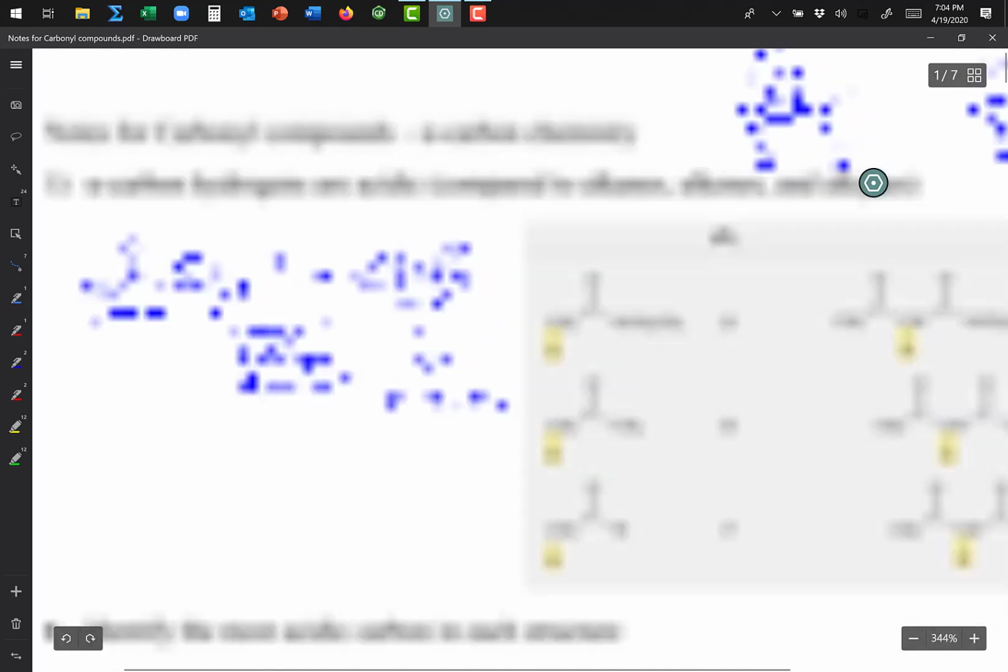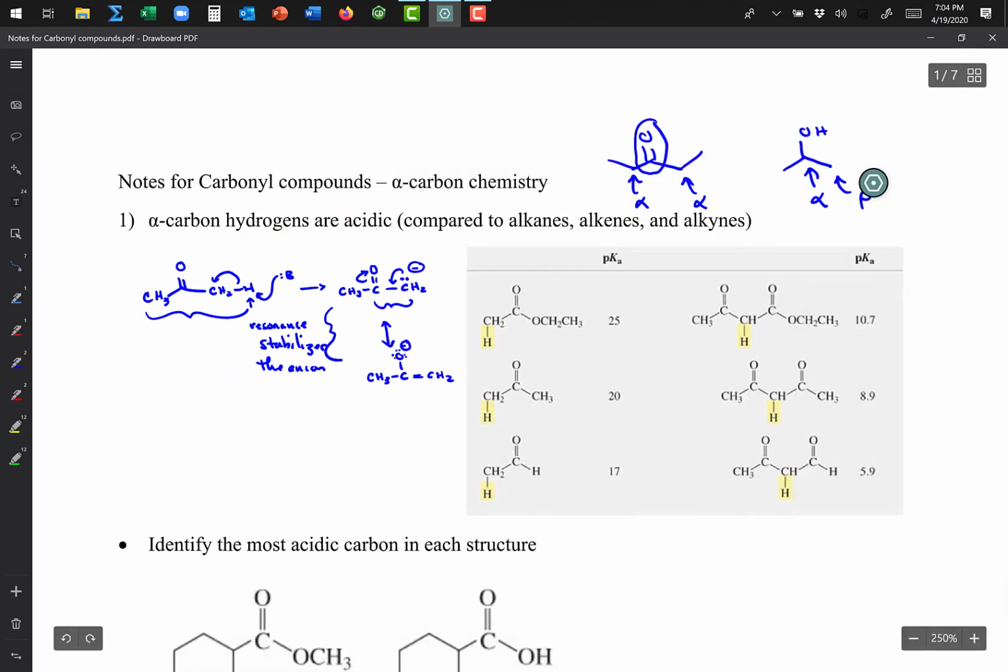Now, how acidic are these? So a table from your book, just to give you a reference point: for an alpha hydrogen, for example, on this aldehyde, the pKa is around 17. If it's in acetone, this pKa is around 20. Now, putting it in perspective, water is about 15. So these are not as acidic as water when you have a single carbonyl group. And then for a structure like this ester, it's 25.